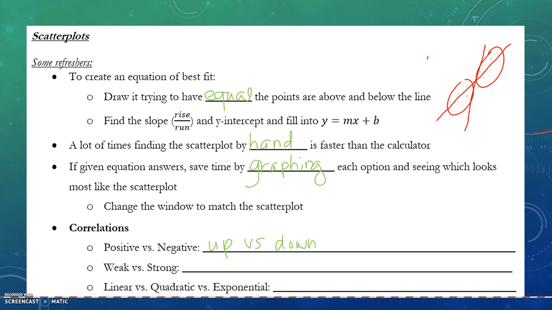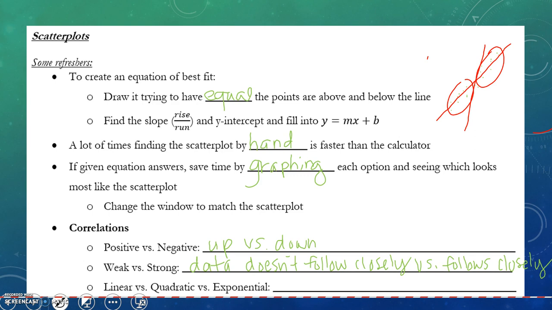A weak versus strong correlation. If something has a weak correlation, the data doesn't follow closely to the line. And if it has a strong correlation, it follows closely to the equation or the line of best fit. However, a scatter plot is not going to be exact. It's not going to be perfect. Every point's not going to be exactly on it, or else it wouldn't be a scatter plot.